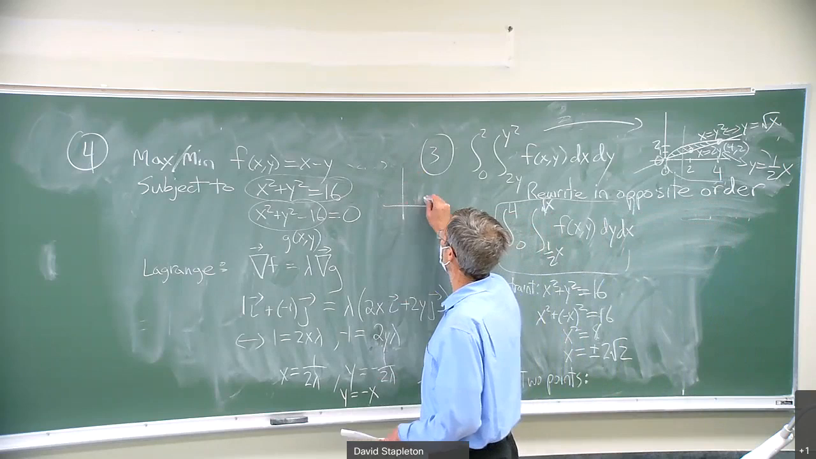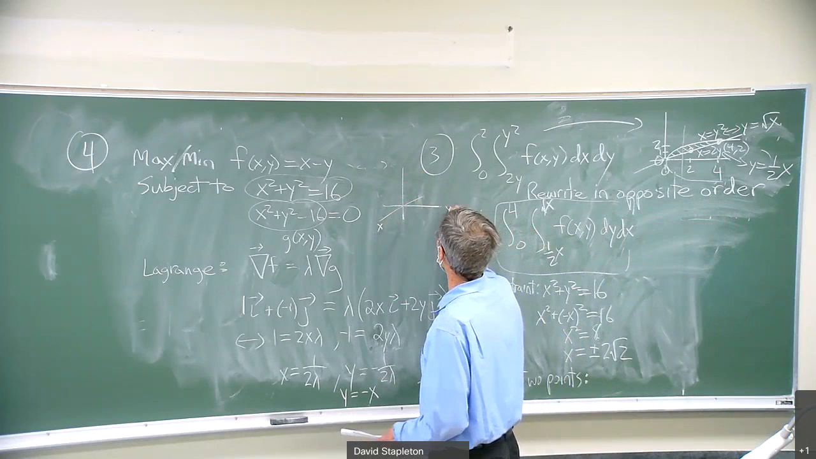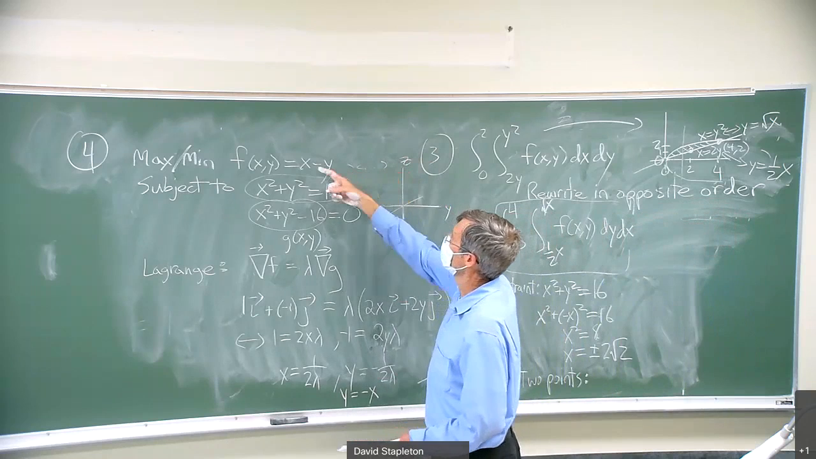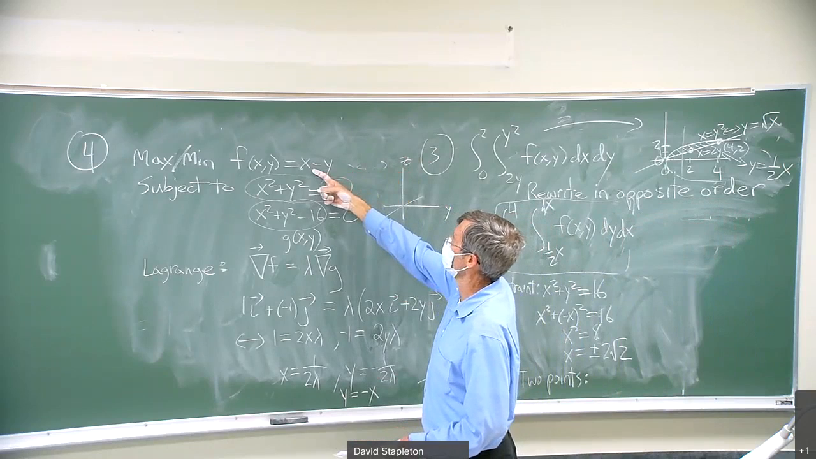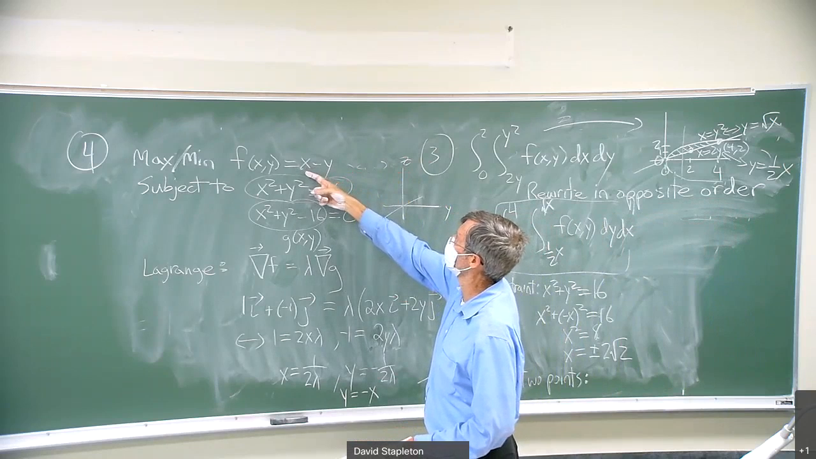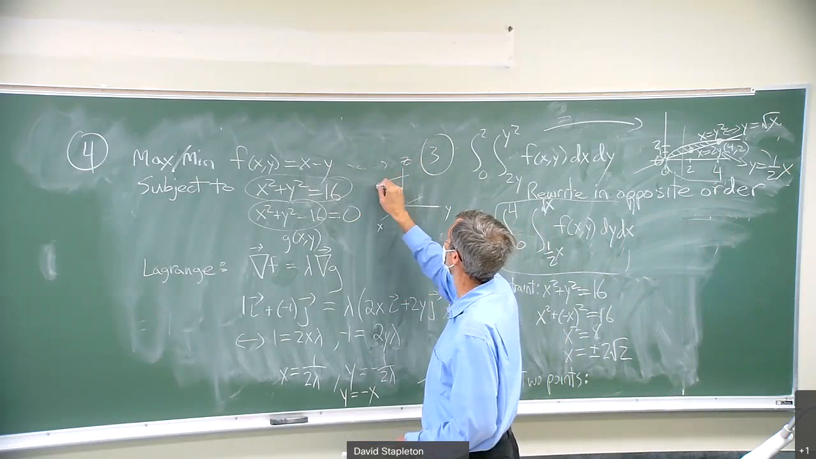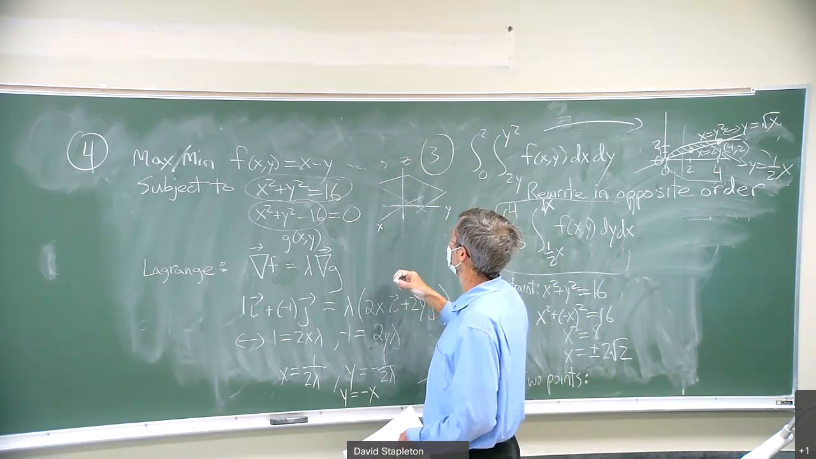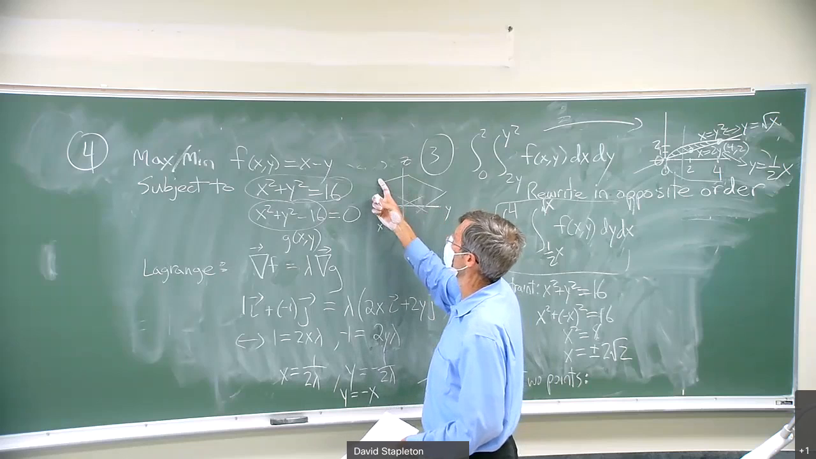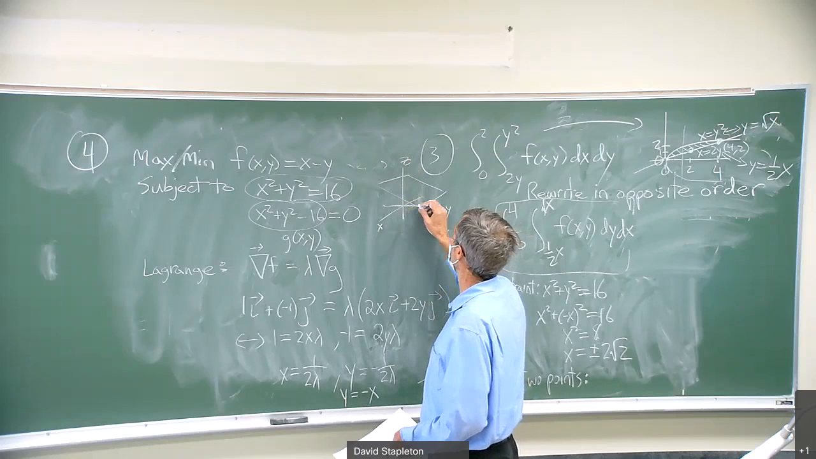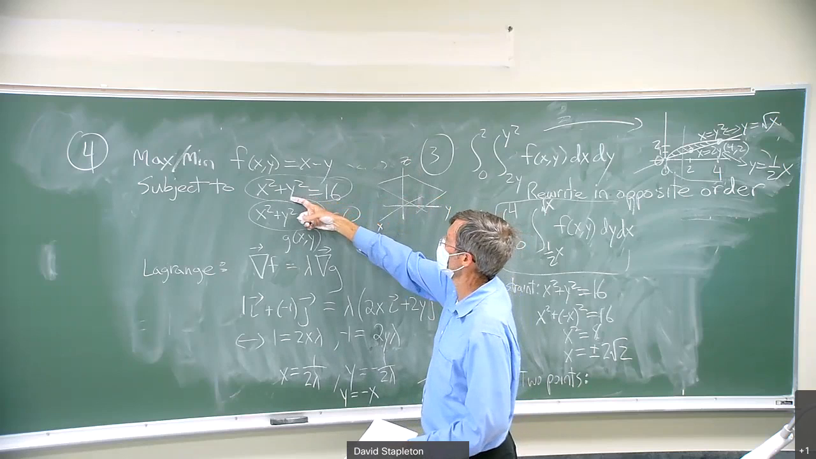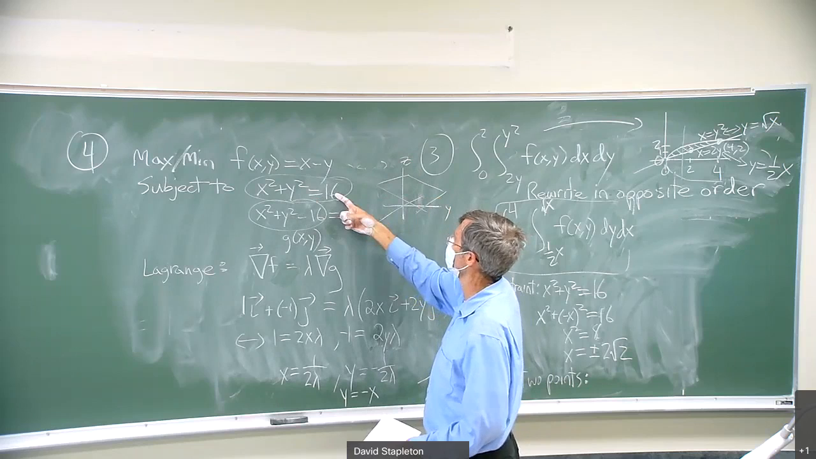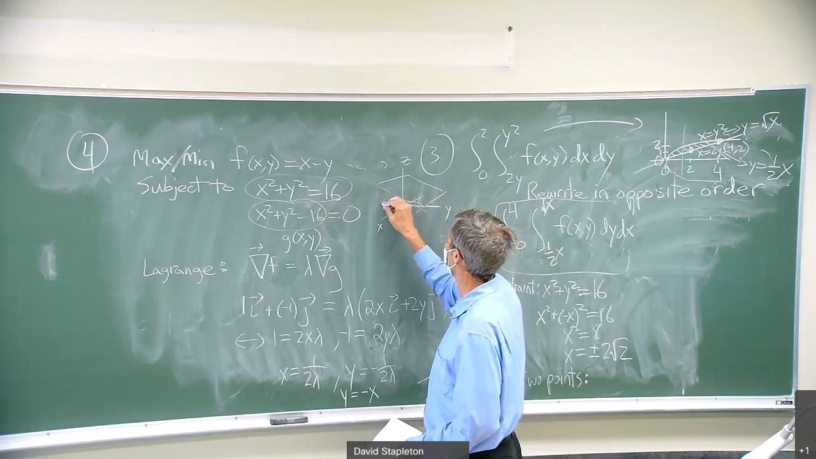It's because we're picturing this in our mind, saying in x, y, z space, we have this f of x, y equals x minus y. That's a plane, right? z equals ax plus by is a plane. So it's some sort of plane sitting up there. That's probably not what it looks like, but we don't need to know the exact picture. It's just a plane, not a horizontal plane or a vertical plane or anything. And we're subject to the constraint that x squared plus y squared equals 16. That's a circle of radius 4 in the xy plane.